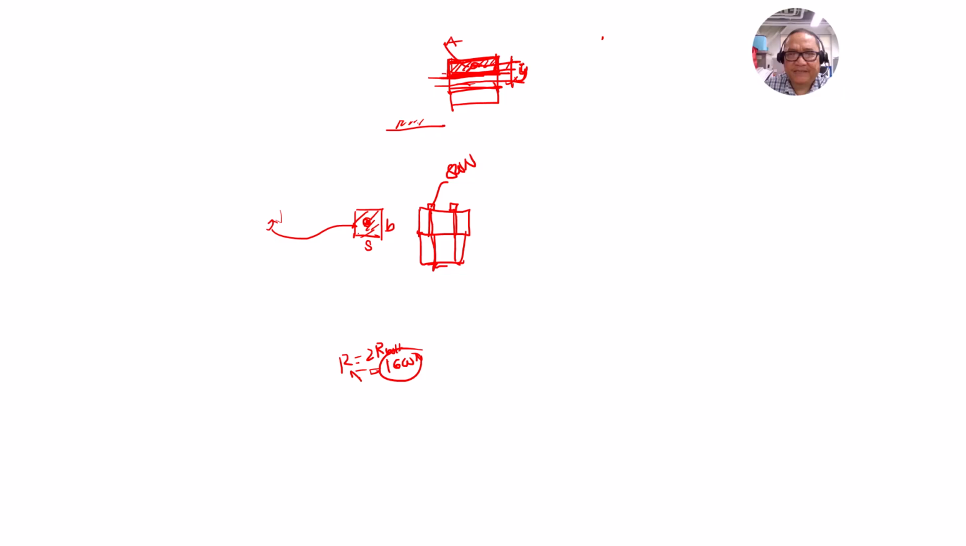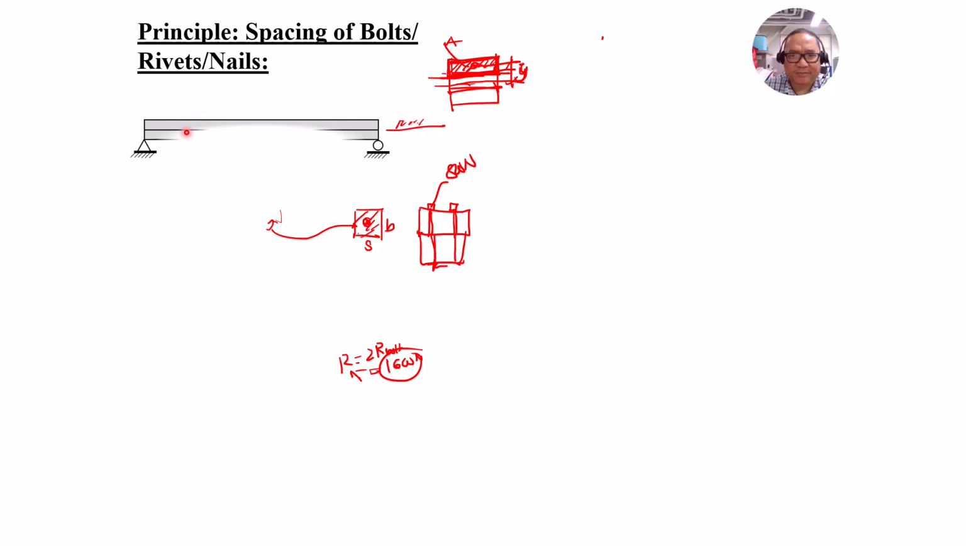So let's have the principles on spacing of bolts, rivets, and nails. So we have here a beam. Let us say there are available planks, but we use those planks for economy purposes. So let us say there are two planks to be joined together by means of bolts or rivets or nails so that it will be stiffened or strengthened. So the bolts are spaced equally apart, let us say.